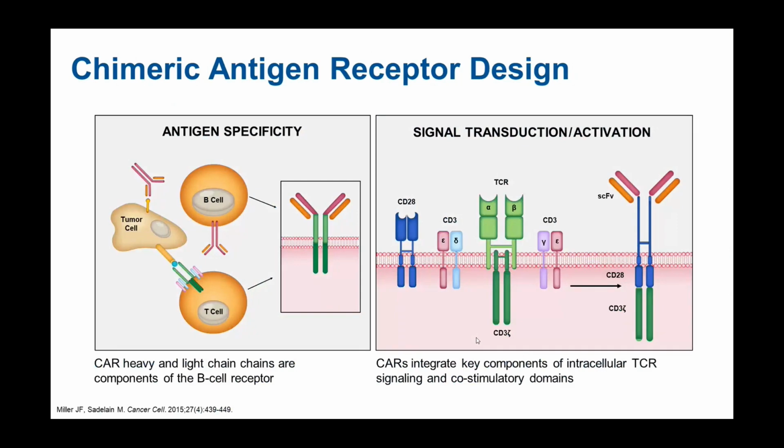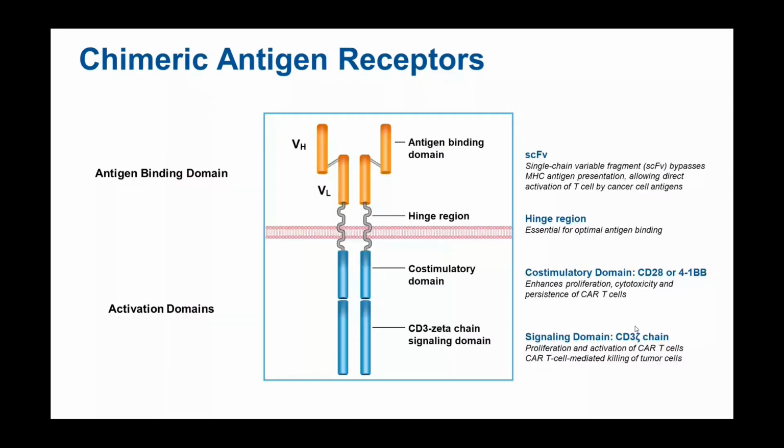So in terms of the design of the chimeric antigen receptor, like I said, we're using the antigen specificity of an antibody and combining it with the transduction and the activation power of the T cell receptors. And this is possibly a bit nicer to see and look at. So here is a design for a third generation CAR.